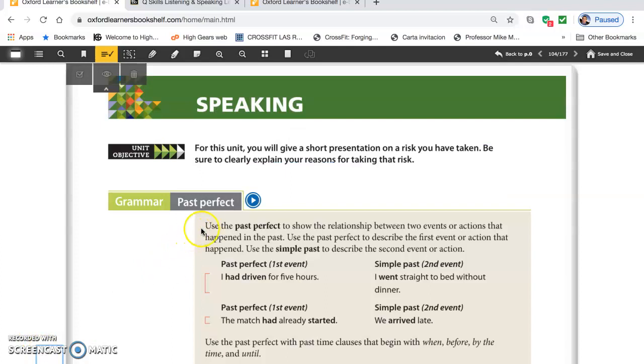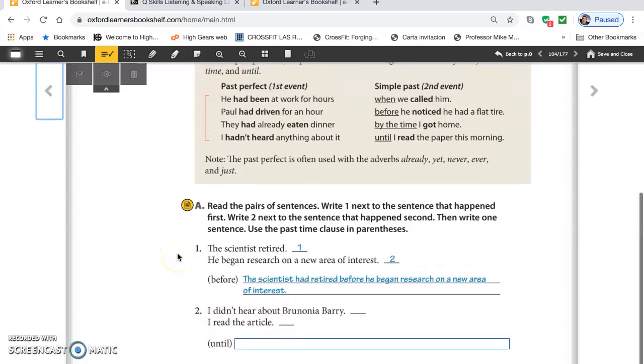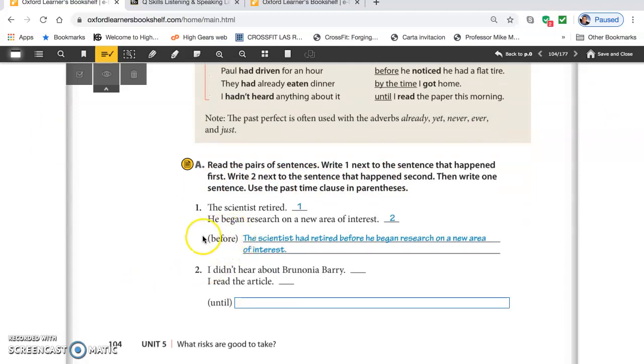What you will find is an explanation of the past perfect, which we've talked about, and I would like you to do this exercise at the bottom. Read the pairs of sentences, so you have one sentence and a second sentence, one sentence and a second sentence. What I want you to do is to write 1 next to the sentence that happened first, and write 2 next to the sentence that happened second. But you need to use these words in brackets to join the sentences together.